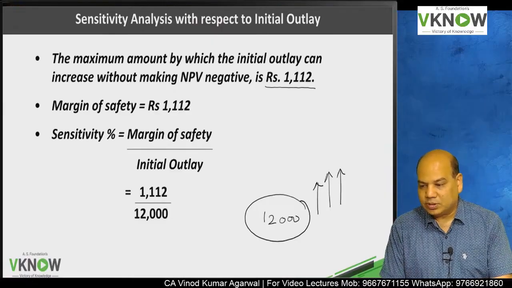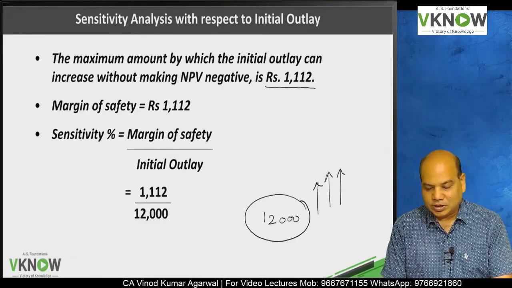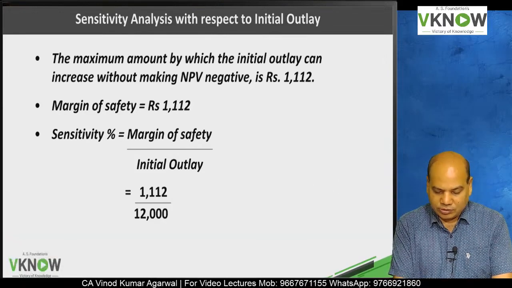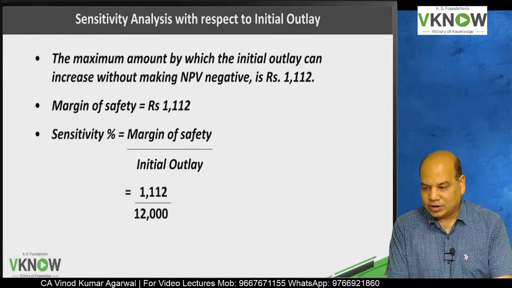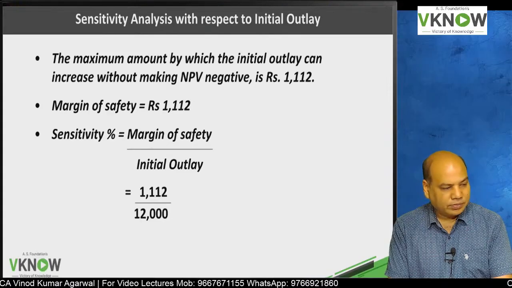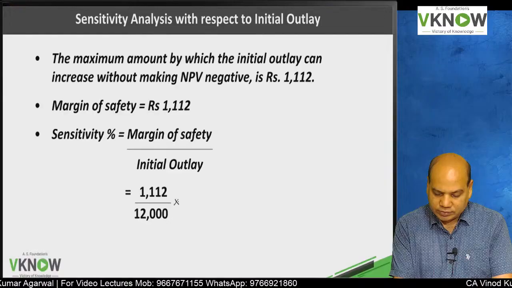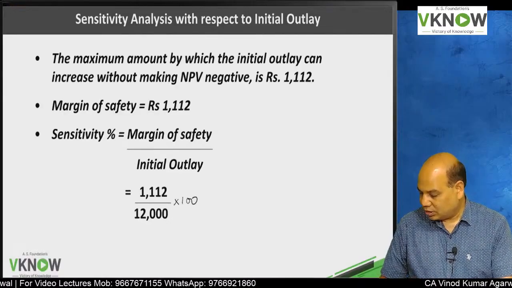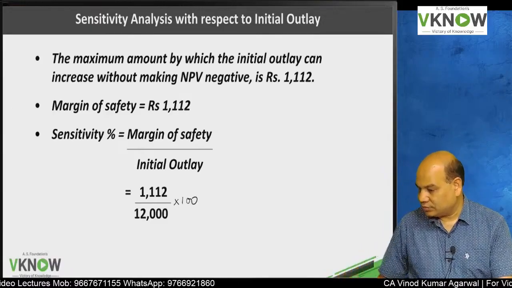Therefore, sensitivity percentage equals margin of safety upon initial outlay. Margin of safety, 1112, divided by 12,000, into 100. Anybody who would like to reply? Any volunteer who would like to reply? What is the answer for this?